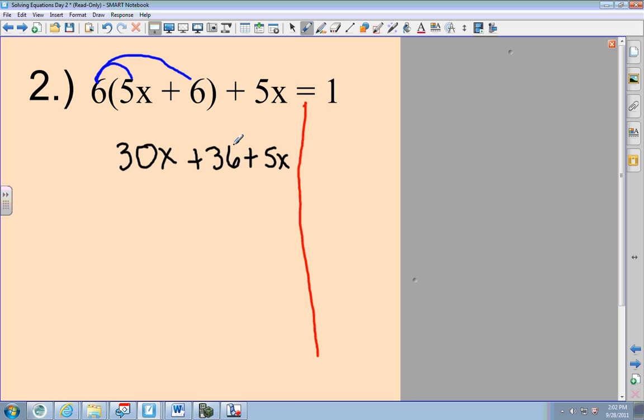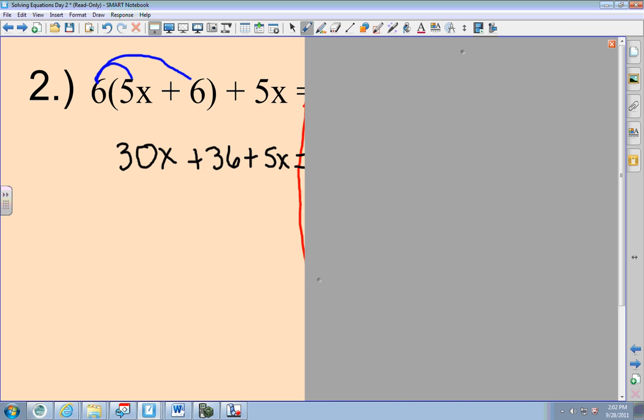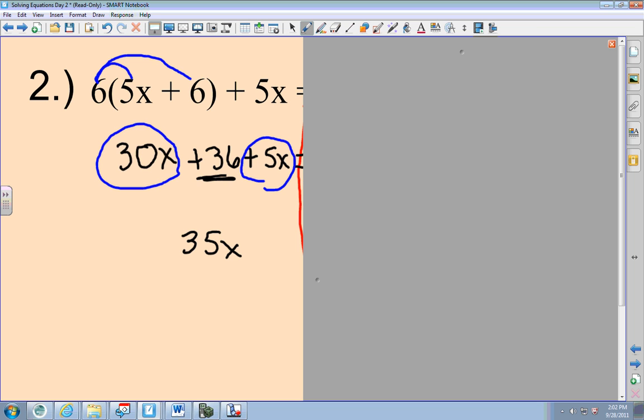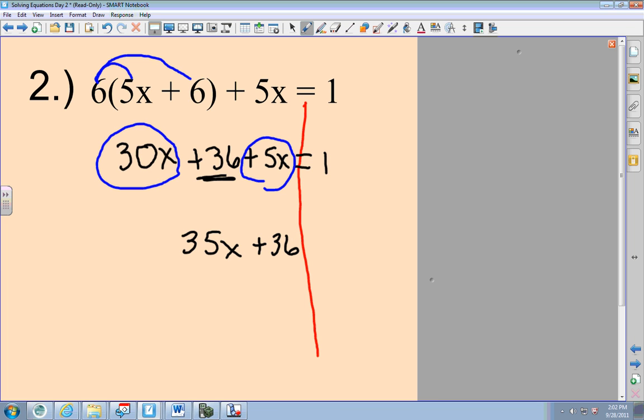Now look over here, I'm going to put the equals 1. Well, there's still a lot going on over here, so let's cover this back up. Let's look here now. Now I have 30x and I have 5x. So I have 35x, add this on there, plus 36. And if I move this over, it equals 1.